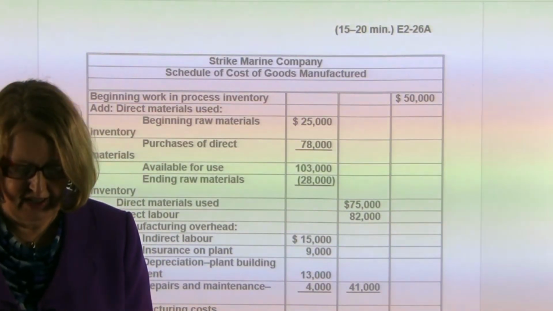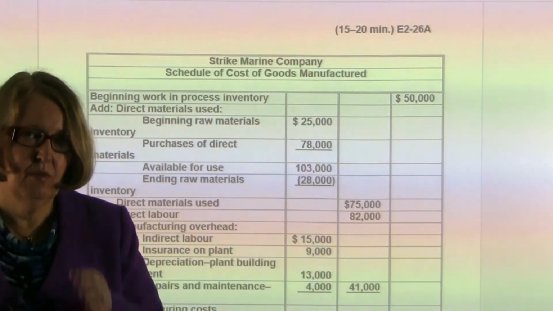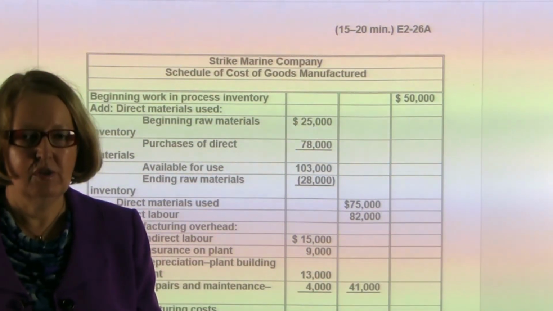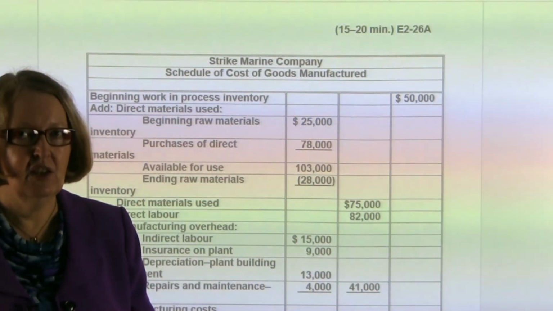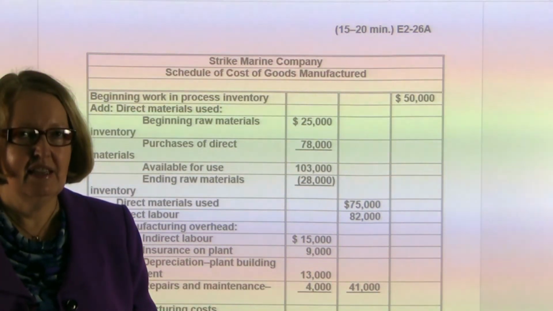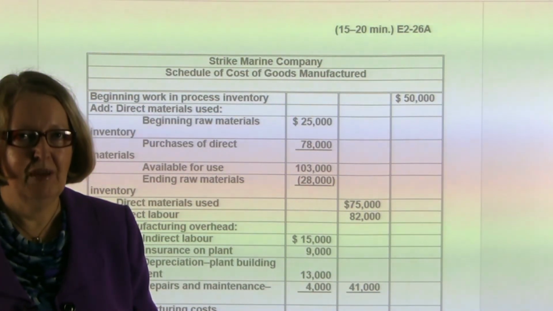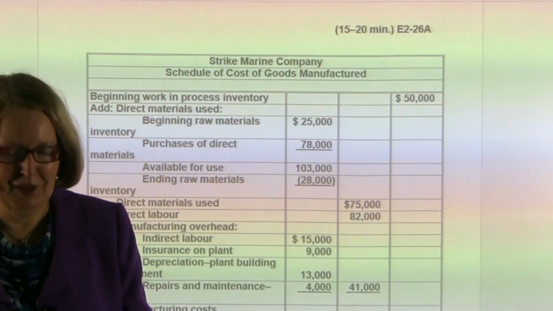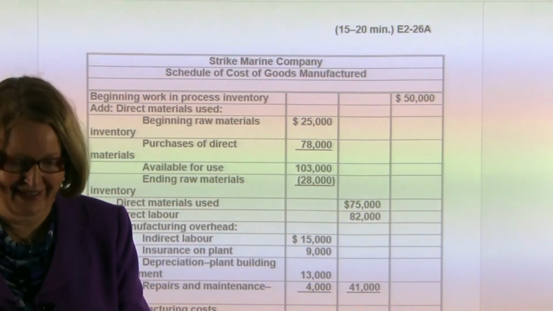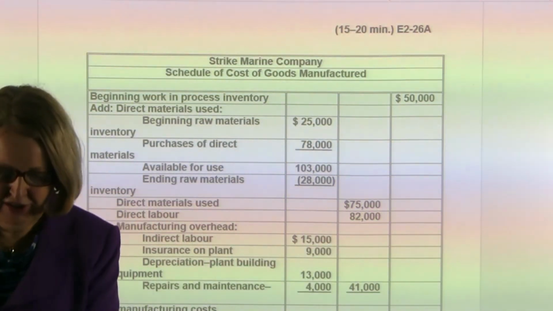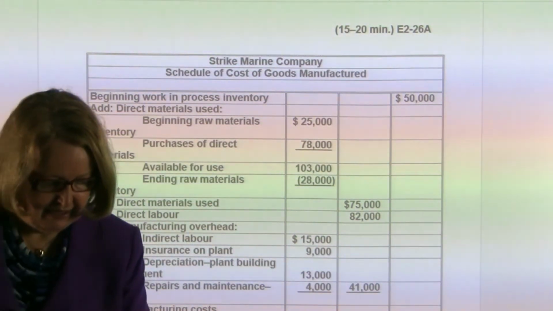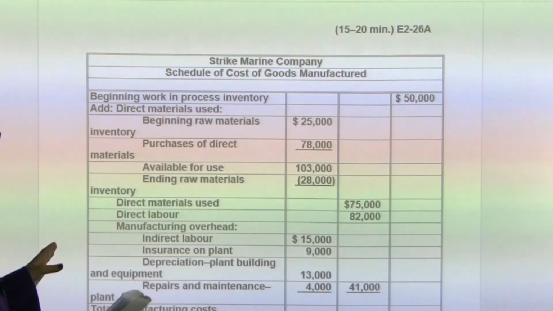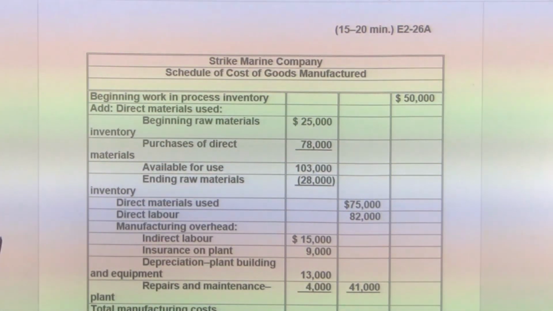And this problem is one of the main things in this chapter that you will really have to know. So the cost of goods manufactured and the cost of goods sold is a key component of the chapter, and I can guarantee you it will definitely be on your midterm, so listen up. So we're going to start off by looking at our schedule of cost of goods manufactured.